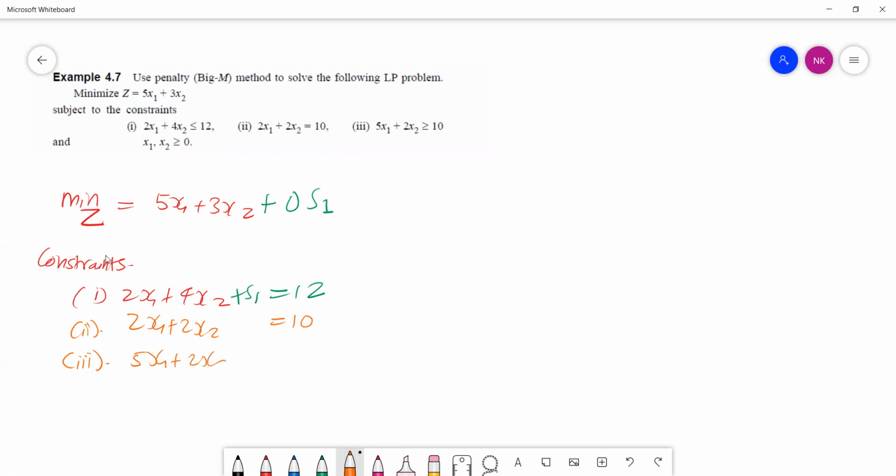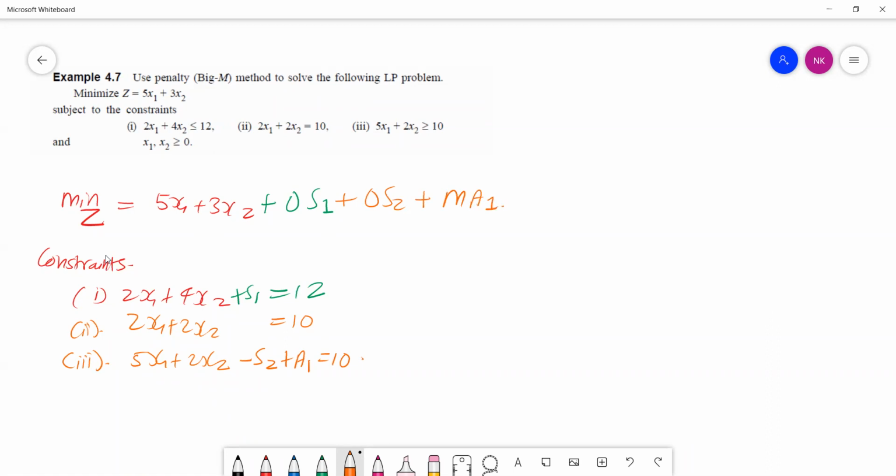5x1 plus 2x2 greater or equal to sign. We have seen that for that particular case, we are going to have the artificial variable plus the surplus variable. So plus a1 equal to 10. So here I need to mention 0s2 plus Ma1.